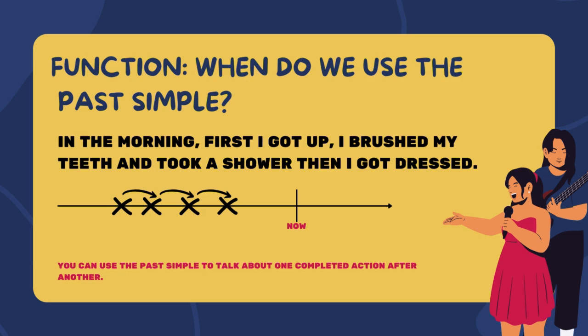The next function. The example of the sentence: in the morning, first I got up, I brushed my teeth and took a shower, then I got dressed. The next function is, you can use the past simple to talk about one complete action after another.